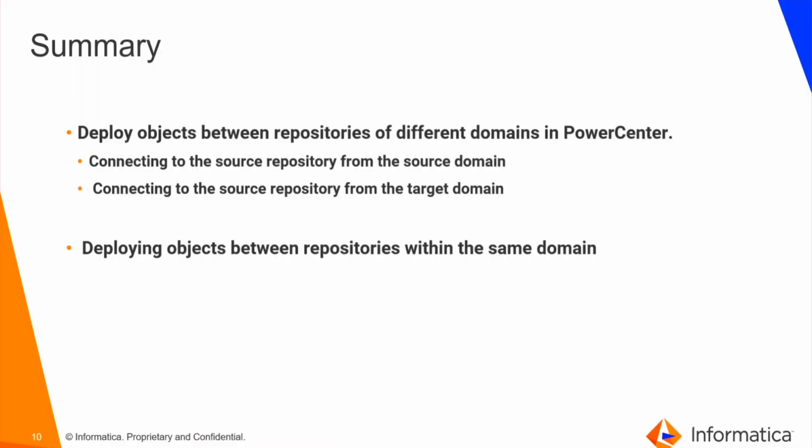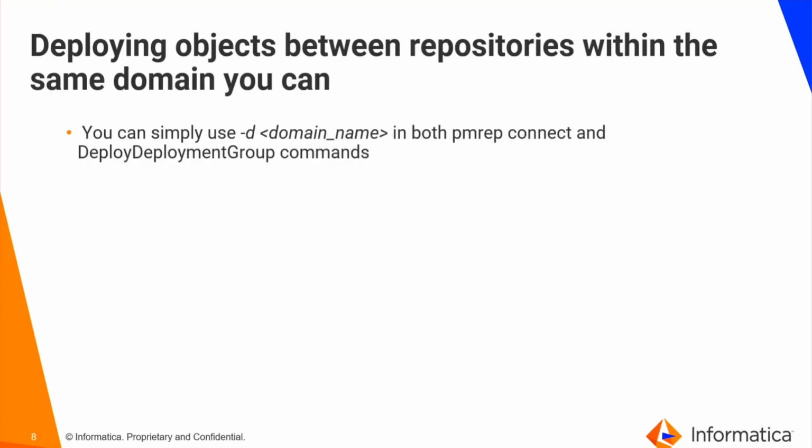As a summary, we have discussed the two types of deployments between the repositories of different domains, that is connecting to the source repository from the source domain and connecting to the source repository from the target domain. And for deploying objects between the repositories within the same domain, we can use hyphen d everywhere. You can simply use hyphen d in both the pmrep connect command and the pmrep deploy deployment group command, because we are doing the deployment within the same domain, so it has the domain information in the domains.infa file.